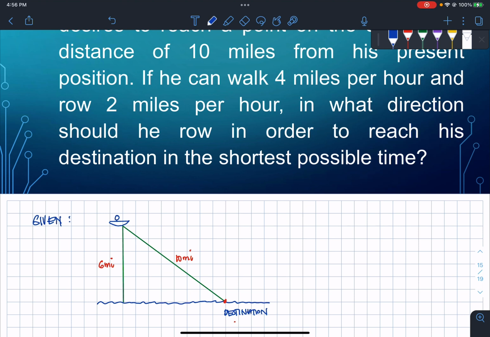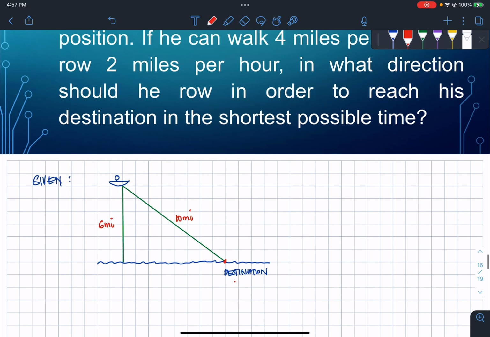So let me write. By rowing only, that would be equal to 10 miles divided by 2 miles per hour. So that is approximately 5 hours to reach the destination.